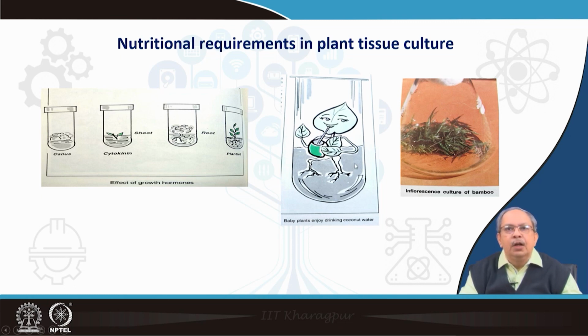Apart from the basic macro and micronutrients, you need to add vitamins and sugars, and also hormones. So, synthetic plant growth regulators are available. In addition to that, sometimes tender coconut milk is used as one of the nutrients in plant tissue culture, to promote growth. Why? Because tender coconut milk contains cytokinin.